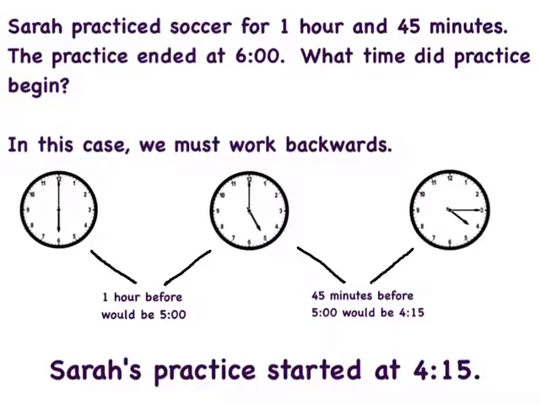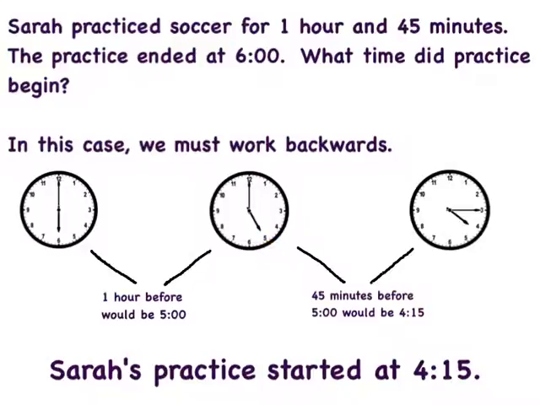So let's take a look at this example. Sarah practiced soccer for 1 hour and 45 minutes. The practice ended at 6 o'clock. What time did practice begin? In this case, we must work backwards. So we're going to start at 6 o'clock, and we're going to go back 1 full hour. So 1 hour before 6 o'clock, of course, would be 5 o'clock.